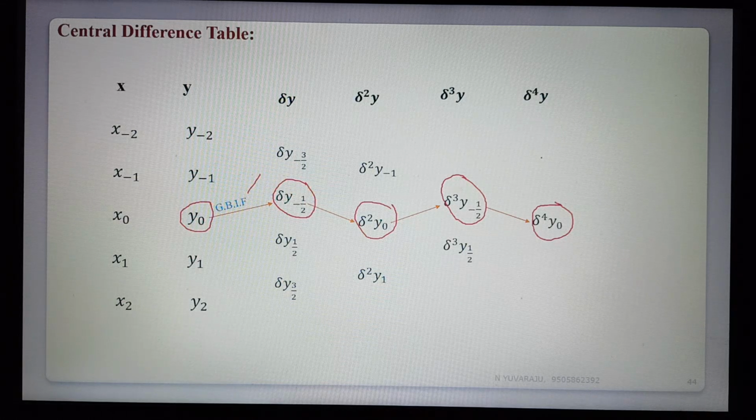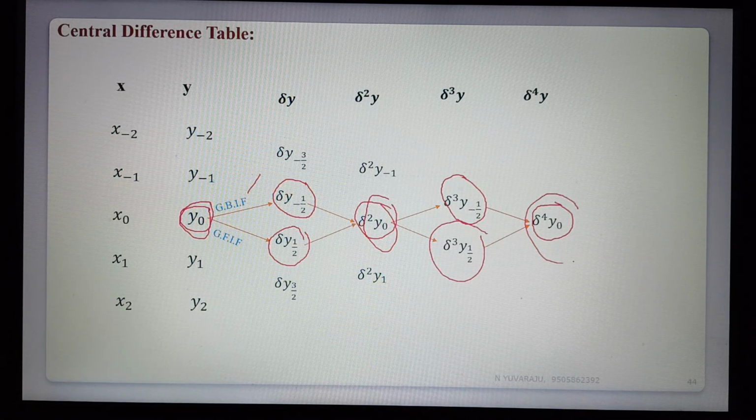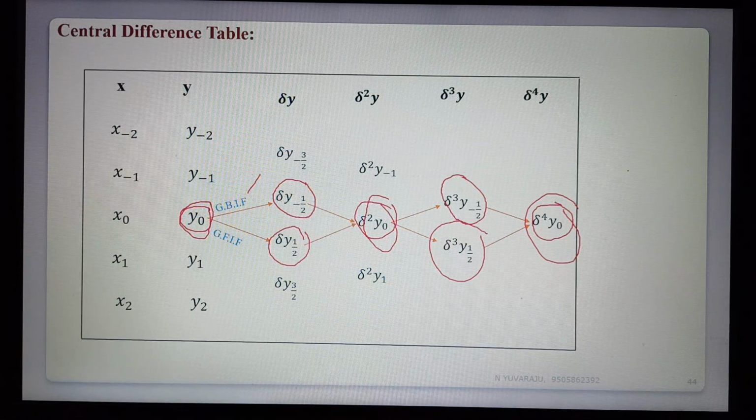Similarly, choosing the values for the Gauss forward interpolating formula: the same y naught, next delta y 1 by 2, this is for the Gauss forward interpolating formula. Next delta square y naught, next delta cube y 1 by 2, next delta power 4 y naught. So these are the backward values, these are the forward values. This is the central difference table.